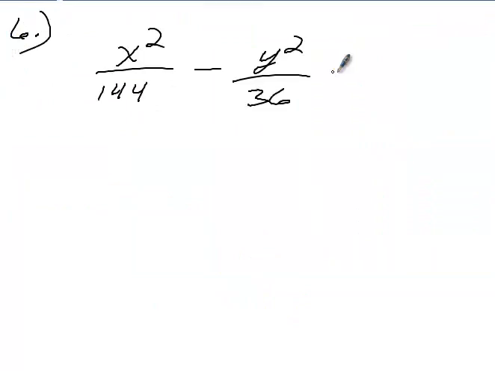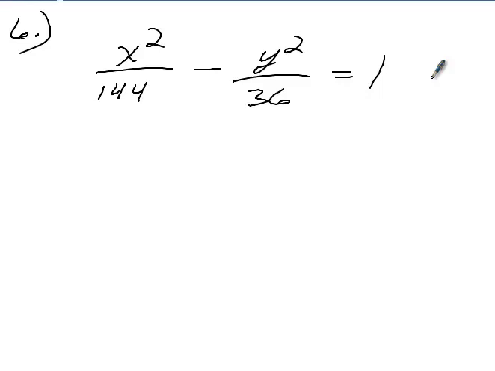So up first is number 6. Can somebody read number 6 for me, please, and thank you? Equals 1. Okay. So first things first, I have to recognize what I'm looking at, right? So I see a variable squared over a number minus a variable squared over a number equal to 1. So what kind of a shape is that? Is that a parabola, a circle, an ellipse, or a hyperbola? It's a hyperbola, right? So remember, hyperbola is the only one we have that has a subtraction between the X squared and the Y squared.